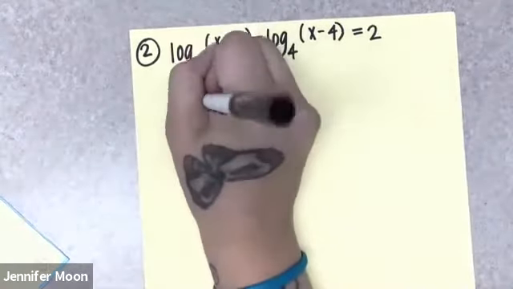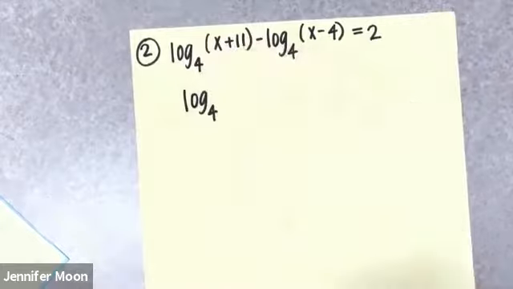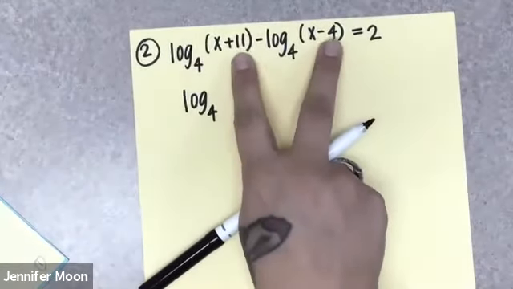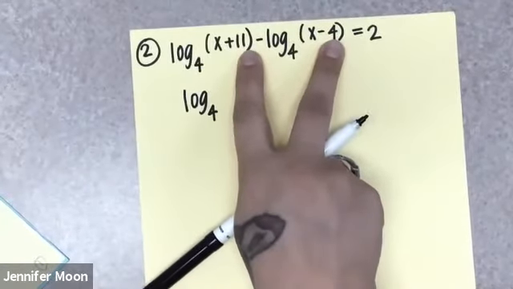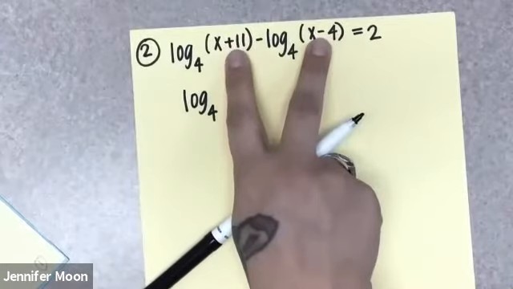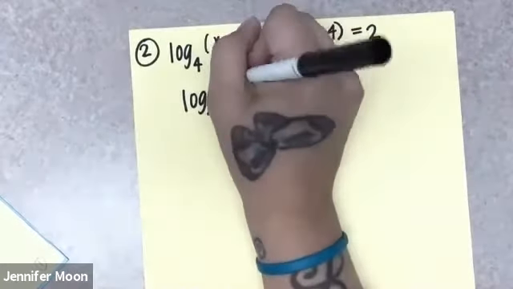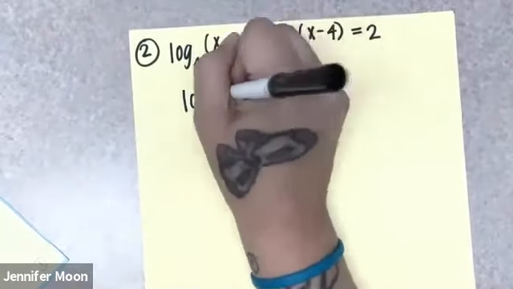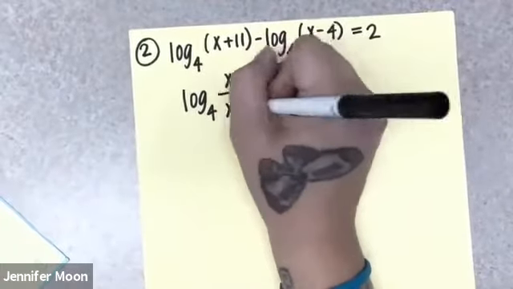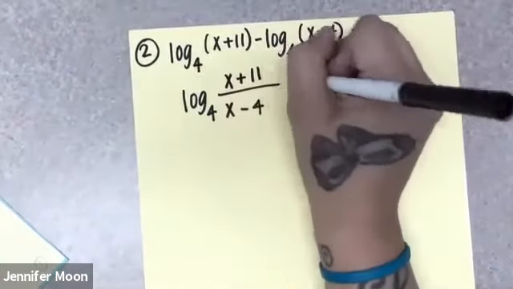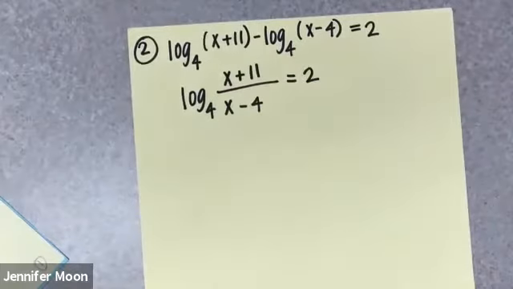So you keep your log and the base that you're in. These two values right here, when you subtract them, you actually can write it as a division problem, and you put them over each other. We have that equal to 2.